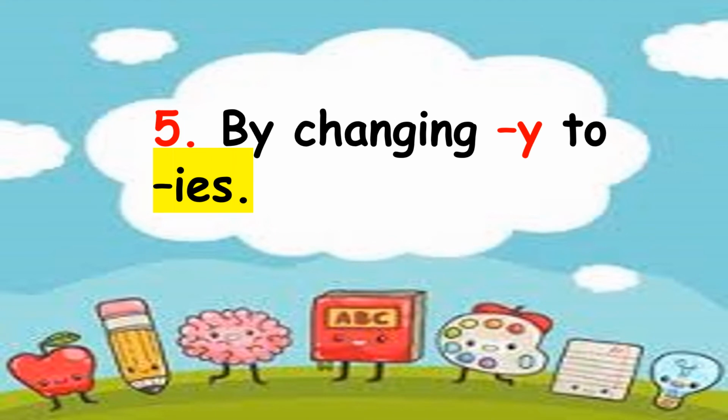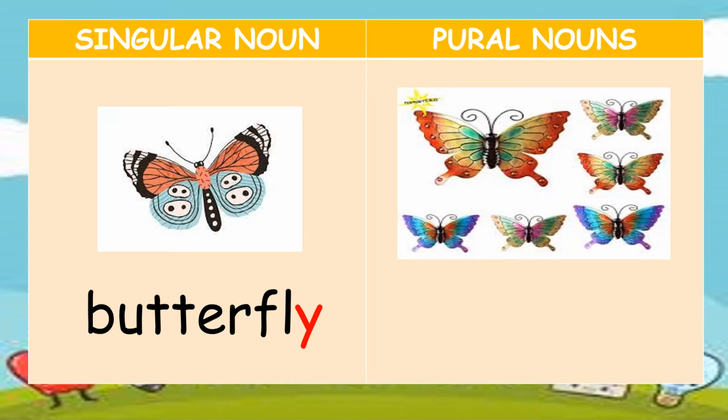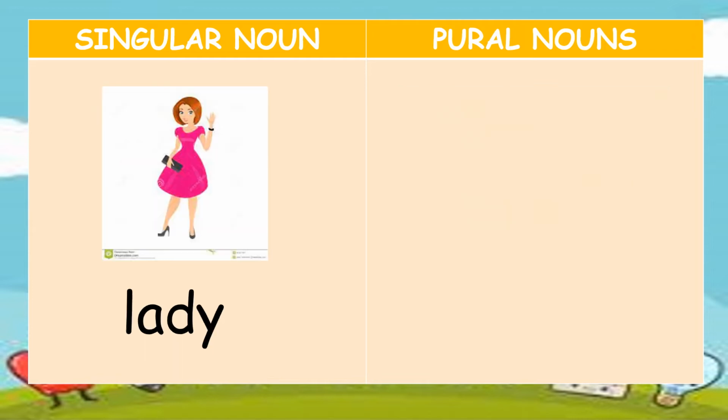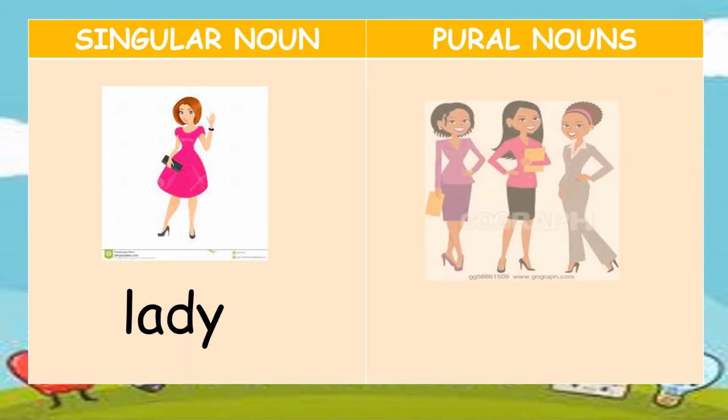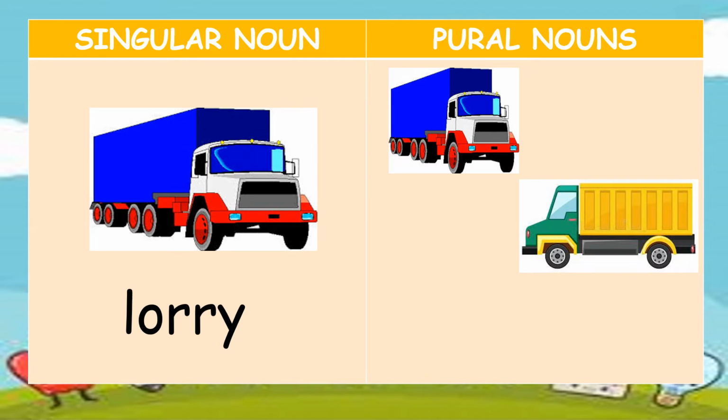Number 5 applies to nouns ending in letter Y, because you need to change Y to IES. Butterfly ends with the letter Y. If there are many butterfly, we say many butterflies. So butterfly, change Y to IES. Lady ends with letter Y. So if there are many, we say ladies. Change Y to IES. Lorry ends with letter Y. Change Y to IES to form the plural. So lorry, lorries.